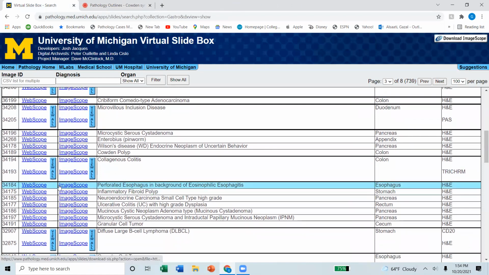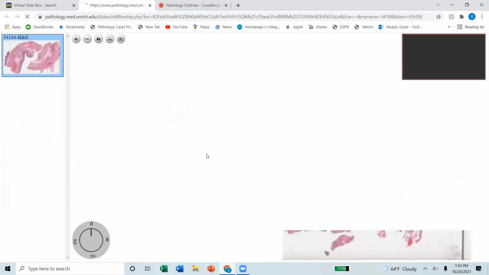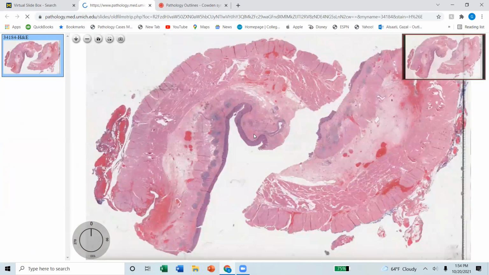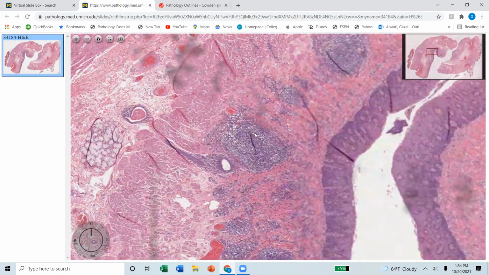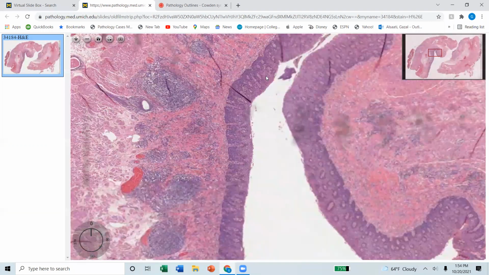Perforated esophagus in a background of eosinophilic esophagitis. So I'm assuming we have a section, not a biopsy. Yes, because why would I call it perforation on biopsy? So what did he see? He saw eosinophilic esophagitis.